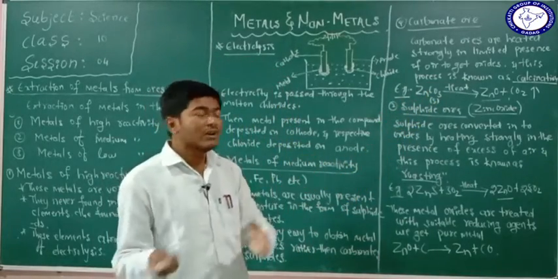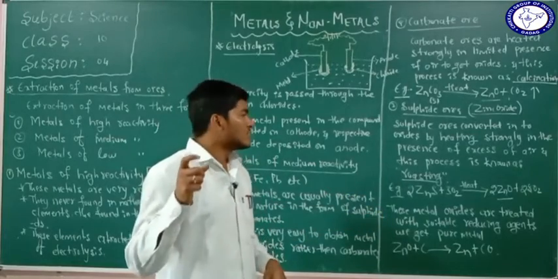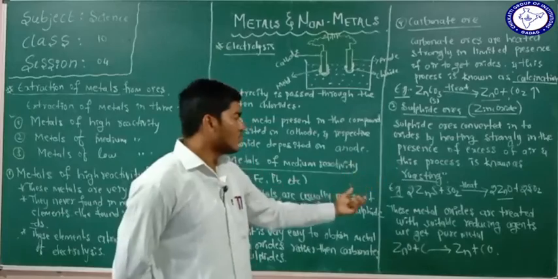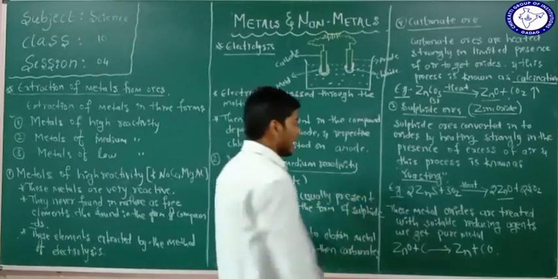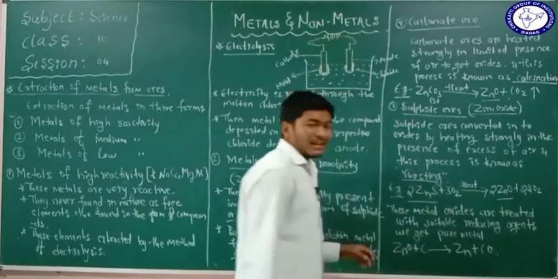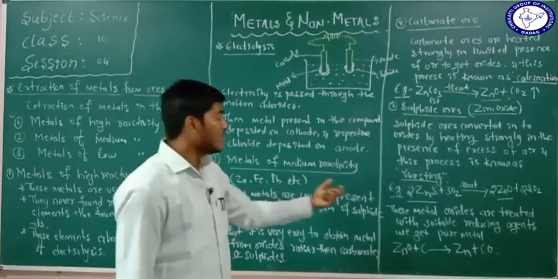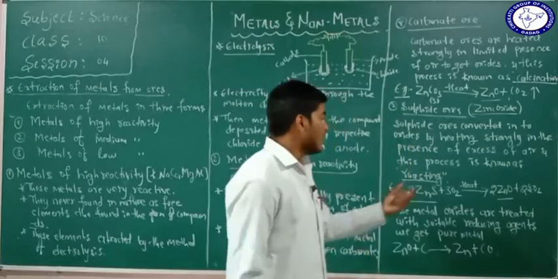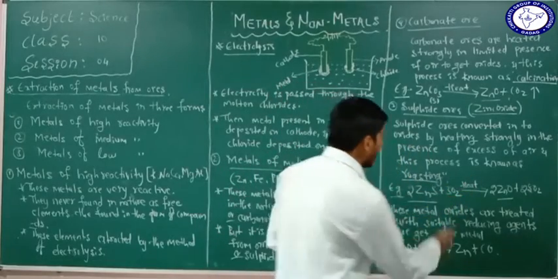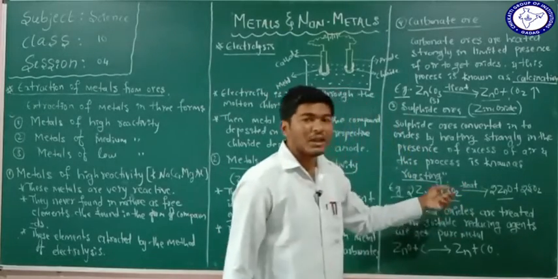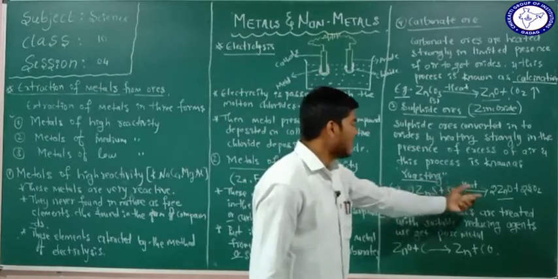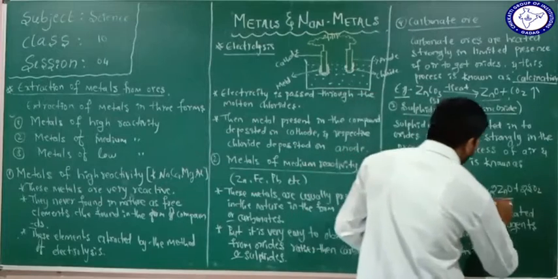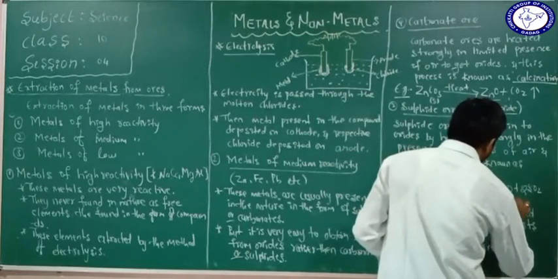Sulfide ores are converted into oxides by heating strongly in the presence of excess of air, and this process is known as roasting. So I am taking another same example here. If the zinc ore is present in the form of zinc sulfide, that zinc sulfide will be heated in the presence of excess of air, that is 3O2 oxygen. The zinc sulfide is heated strongly in the presence of excess of air. We get here again the zinc oxide.